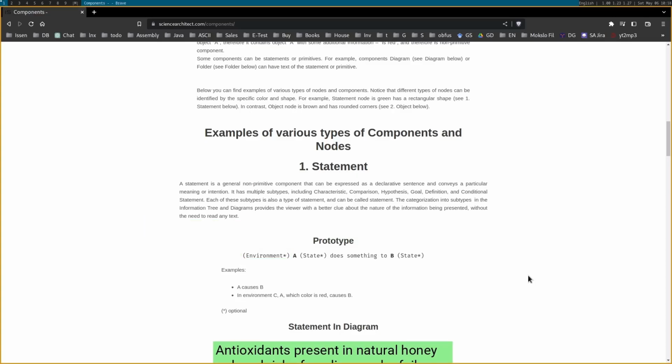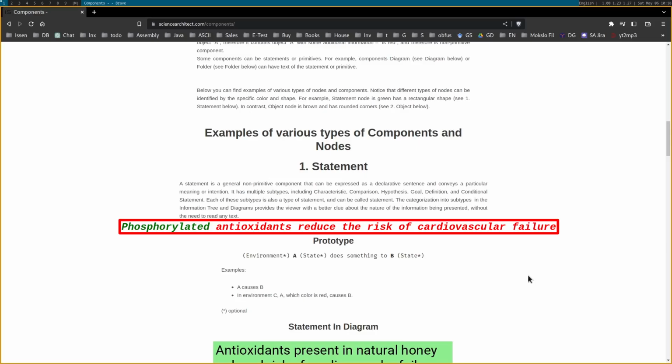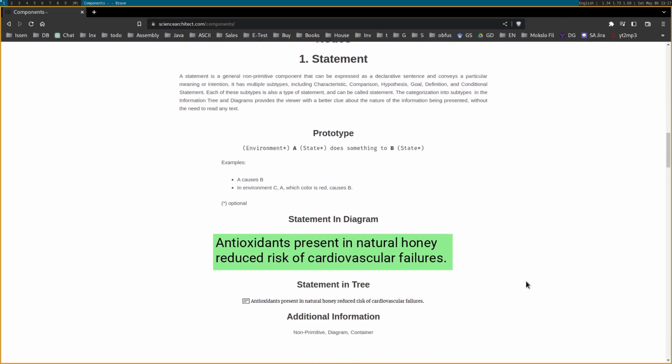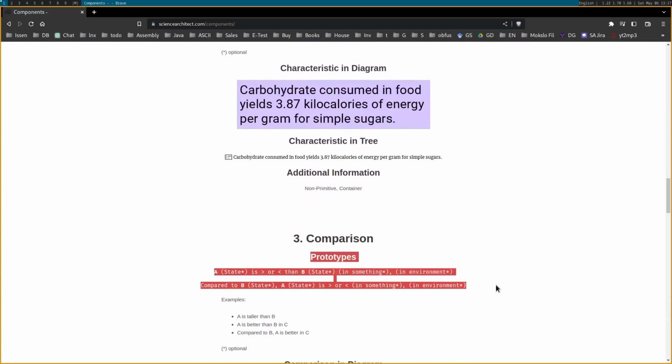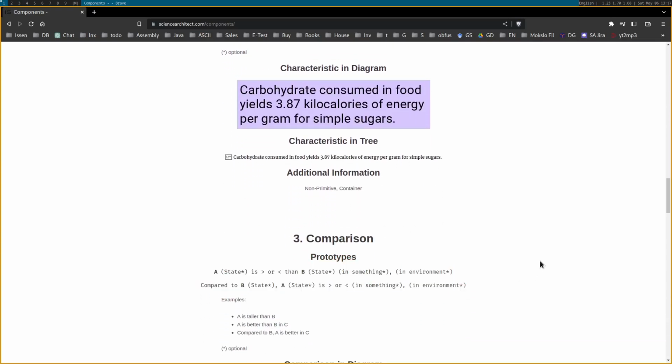Additionally, as the prototype indicates, we can define the state of the things mentioned in the statement. For instance, phosphorylated antioxidants reduce the risk of cardiovascular failure. The phosphorylated part defines the state of the antioxidants. Please note that the mentioned statements are only for example purposes and may not accurately reflect reality. You can also find other component types that have prototypes on this page, and you are welcome to explore them. In summary, try to keep the information in your components as simple as possible.